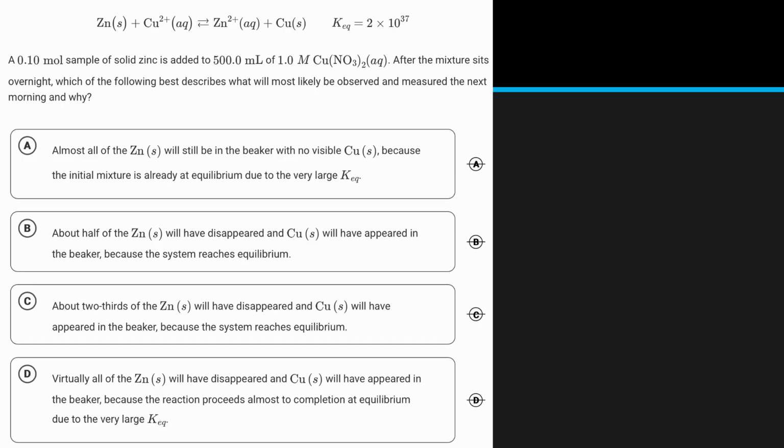All right, and then here we have a reaction where zinc metal reacts with copper 2 ions to produce zinc ions and solid copper. And we have a very large equilibrium constant with times 10 to the 37th. And a K value that large should very quickly indicate to you that the reaction is going to strongly favor the products, and it's essentially going to proceed to completion.